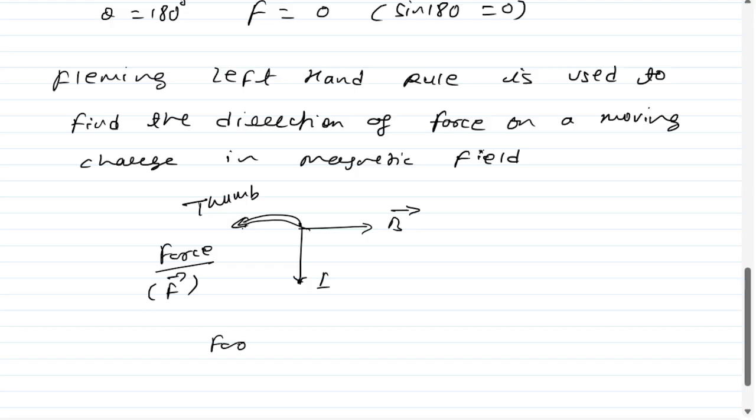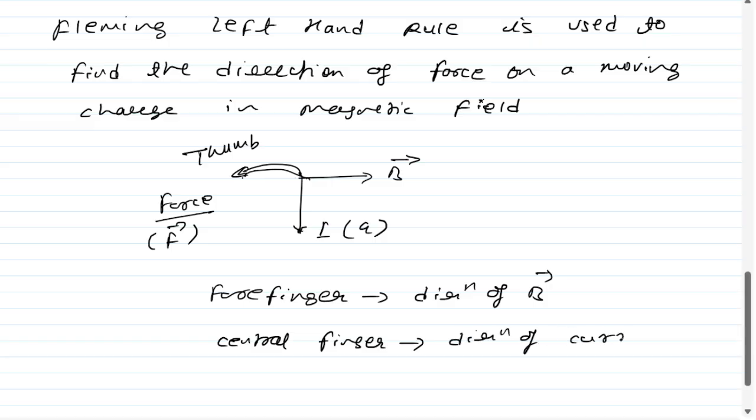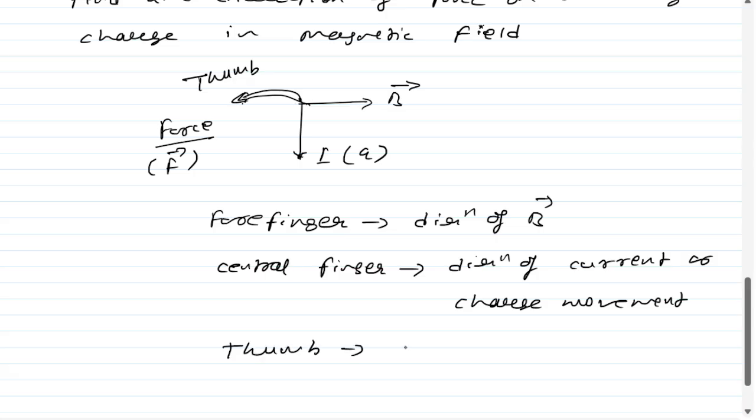So we are writing here: the forefinger will point in the direction of magnetic field B, the central finger in the direction of current or the direction in which charge is moving, and then the thumb will point in the direction of, or gives the direction of, force.